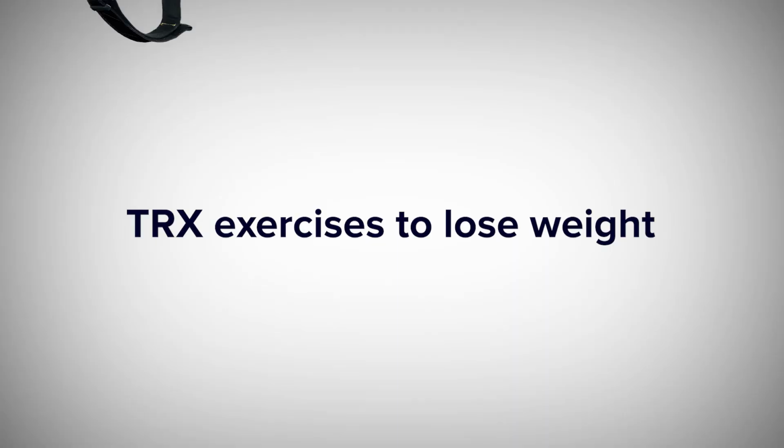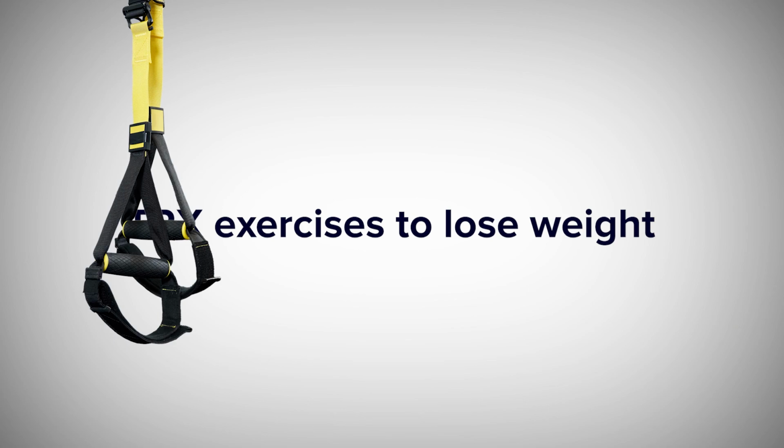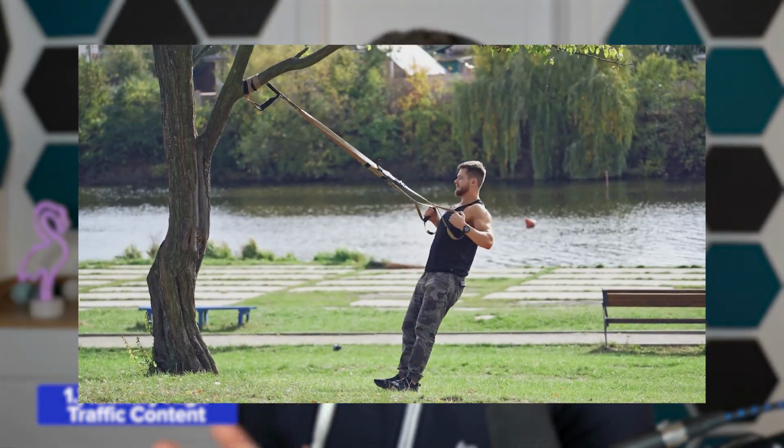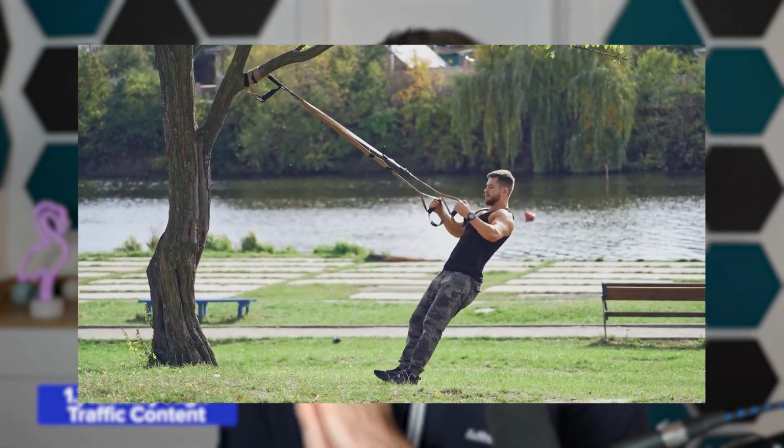Now, the next one I have is TRX exercises to lose weight. So TRX, if you don't know, is this suspension training thing where you put it in your door or you attach it to a hook or something and you can pull and do that kind of stuff. It's pretty popular. If you don't know what it is, Google it. But it's a piece of equipment. And the keyword would be TRX exercises to lose weight.